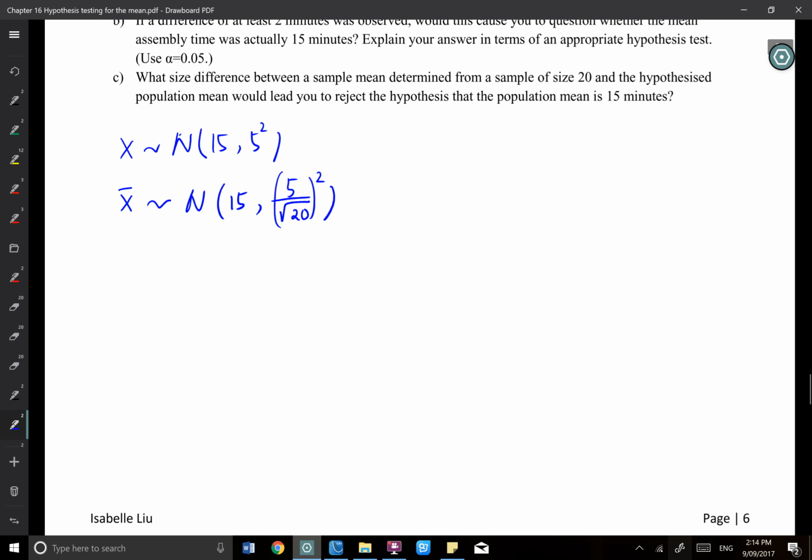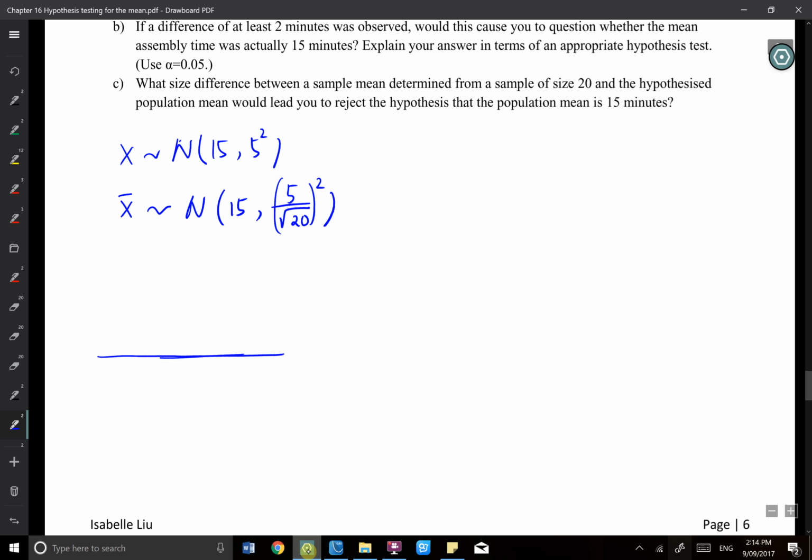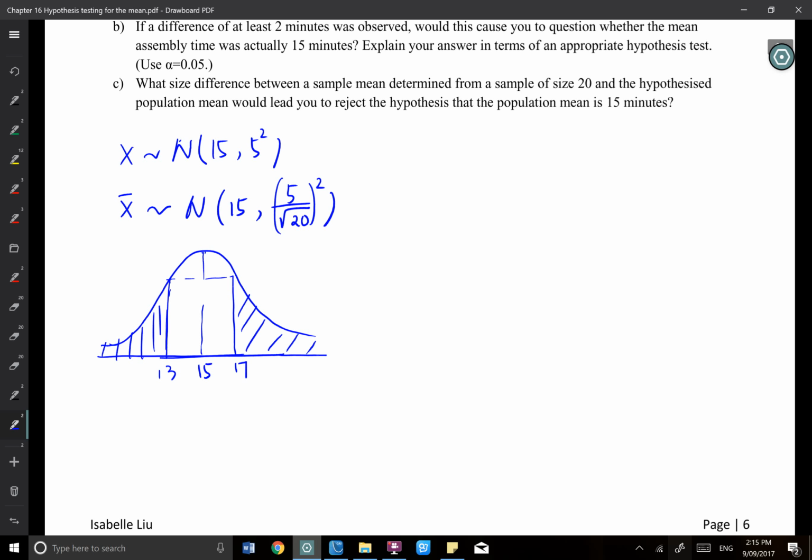So let's sketch the x bar. That's 15, right? At least 2 minutes differ, so it's 13 here and 17 here. At least 2 minutes differ is just those two values. I'm looking for that area on x bar. The way I can write it is the probability that the absolute value of x bar minus 15 is at least 2 minutes. That's the way I do it.